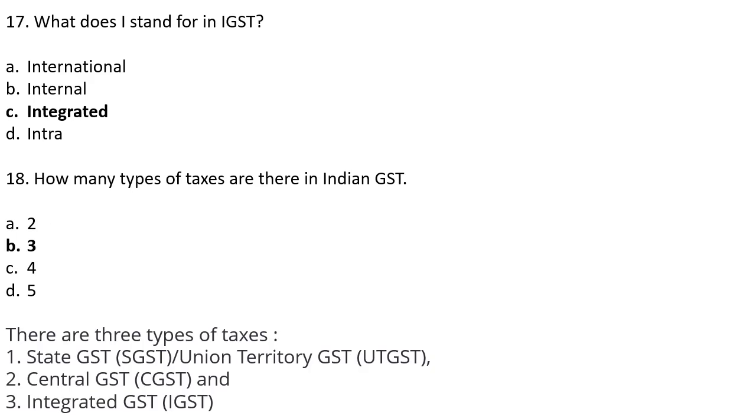What does I stand for in IGST? International, internal, integrated or intra? So this question is repeated and as we all know, the answer is integrated. How many types of tax are there in Indian GST? So we have three types of taxes in Indian GST, that is State GST, or you can also call it Union Territory GST. Then we have Central GST and next is Integrated GST. So we have three types of taxes, IGST, CGST and SGST. So the correct answer is option B, 3.